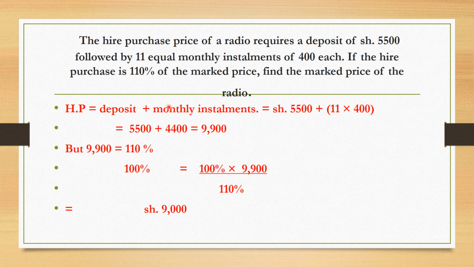But remember, the same hire purchase is given as 10% more or 110% of the mark price. So what is the original 100%? So if 9,900 is equal to 110%, what about 100? If you cross multiply, you will get 100% times 9,900 over 110. 0 and 0 will cancel. By 11 here is 1, by 11 is 9. 9,000. So 9,000 is the original price or the mark price of that radio.